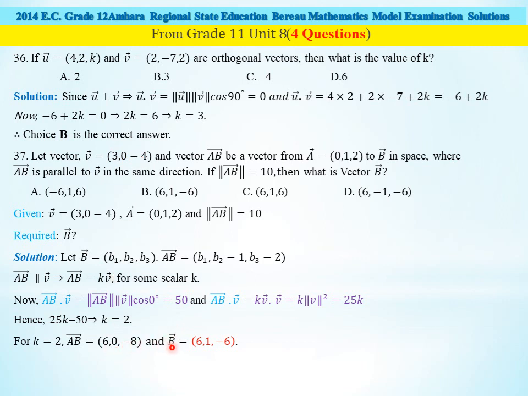It is simple to find vector b now, because AB is equal to (b1, b2 - 1, b3 - 2). So 6 is equal to b1, and b2 - 1 is equal to 0, and solving gives b2 equal to 1. b3 - 2 is equal to -8, and solving for b3 gives -6. So which choice contains this? It is choice B, so choice B is the correct answer.